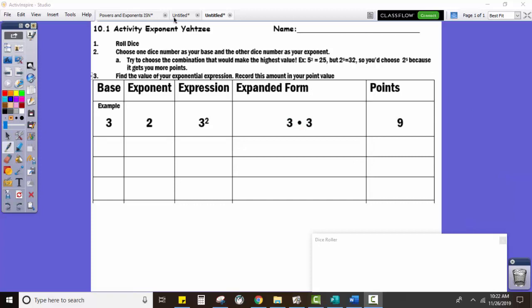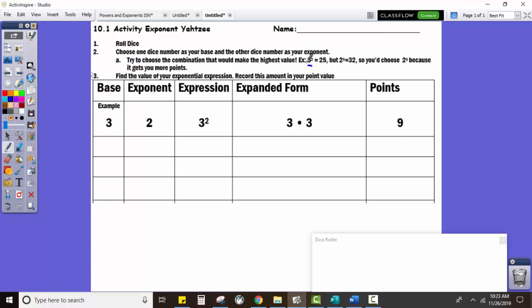Okay, for the 10.1 activity, I'm going to explain and walk you through things here so you know how to do the activity. So you're going to have two dice that you're going to roll. You'll share the dice with your group. So step one, you're going to roll the dice. And then you're going to choose one number as your base and the other number as your exponent. So I'm going to do an example here. It says try to choose the combination that would get the highest value.